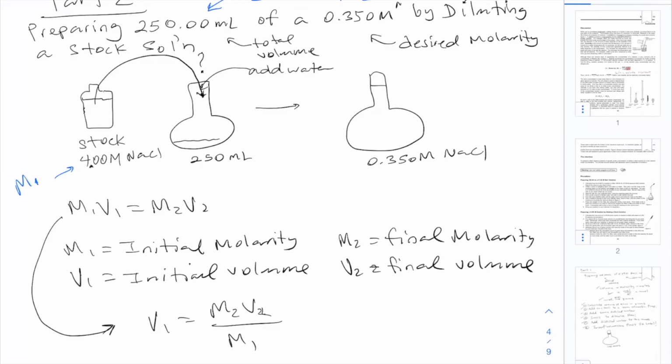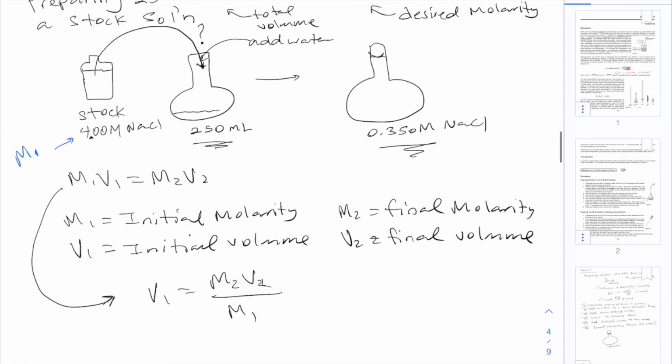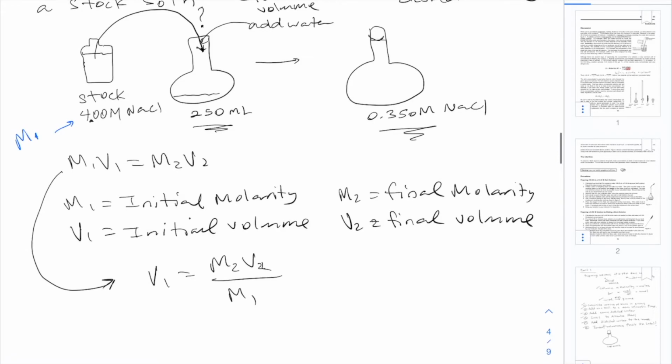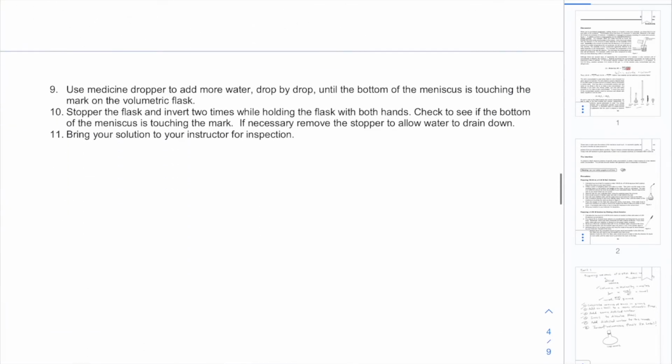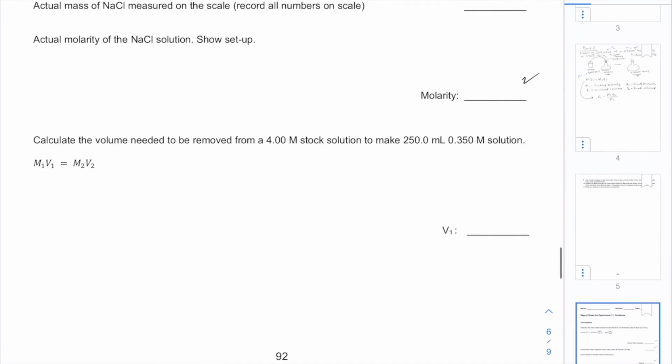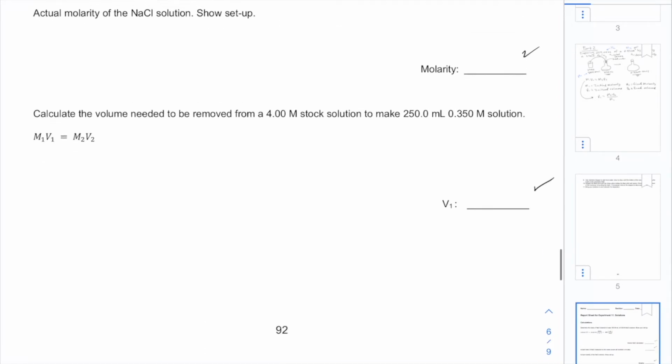How many milliliters do you need to remove from the stock solution? Place it into our 250 milliliter volumetric flask, and then add water to the mark, so that we have our new concentration of 0.350 molar NaCl. That's what we're going to do for this experiment. So what you guys have to do is calculate V1. And then on the video clip, I'll show you the steps that we need to take.